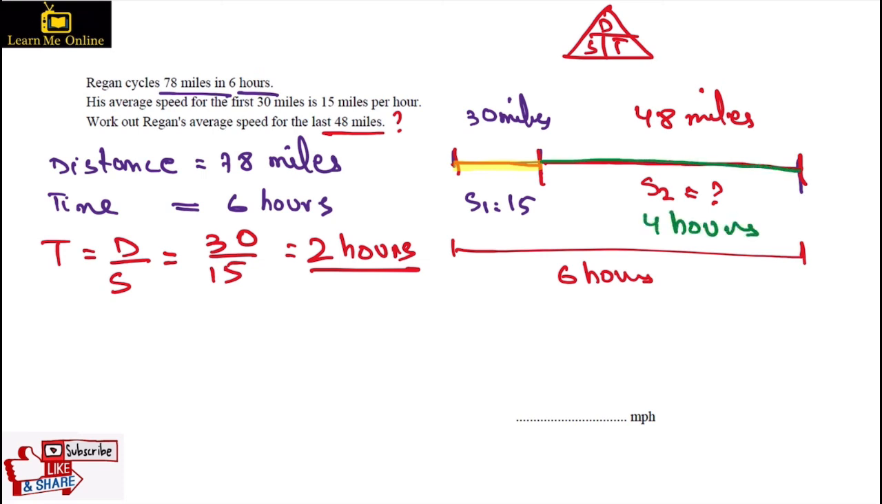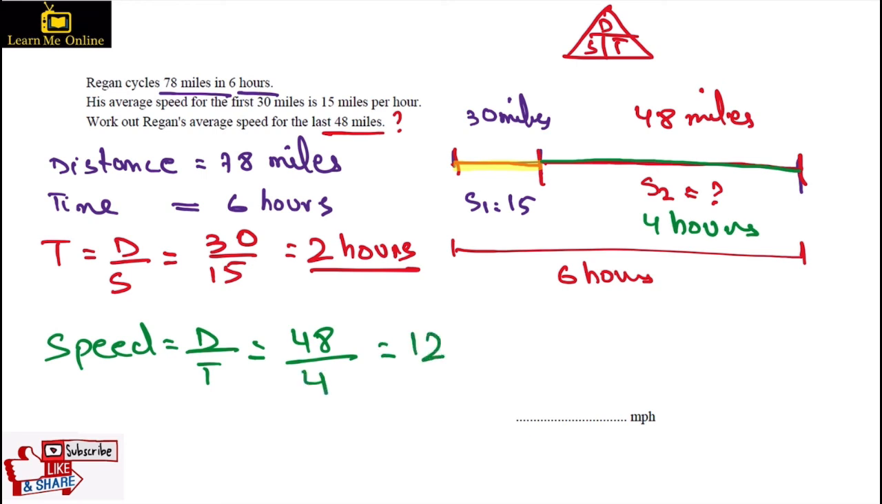To find out the average speed of the next part, we know that the formula for the speed is distance over time, and the distance is 48 miles, and the time is going to be 4 hours. So how many times 4 makes 48 would be 12. So it means that the speed would be 12 miles per hour. So here we have got the answer for finding the speed for the last 48 miles, which is 12 miles per hour. So here we have done the 3 different examples on using the speed, distance, and time triangle.